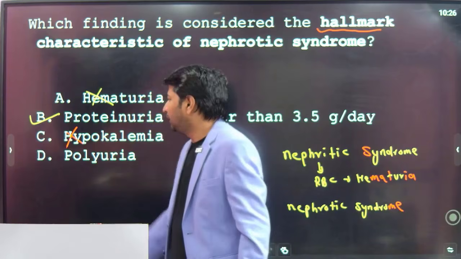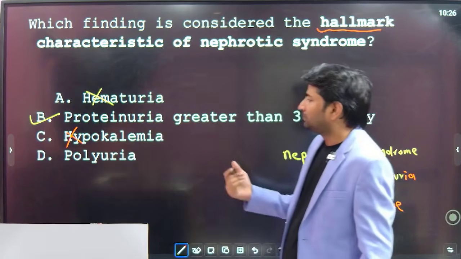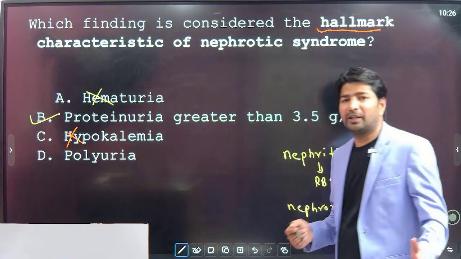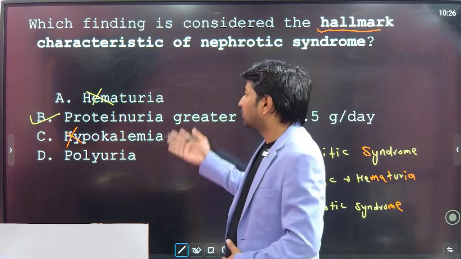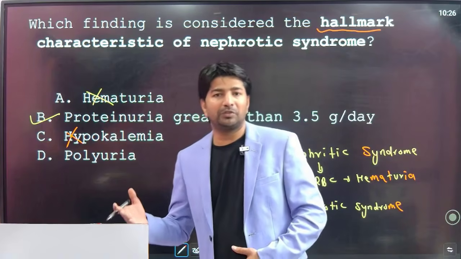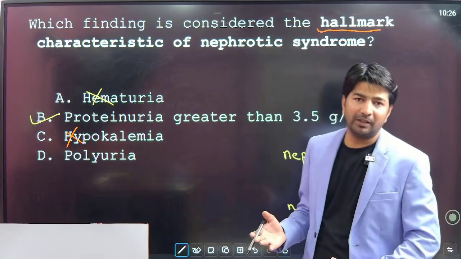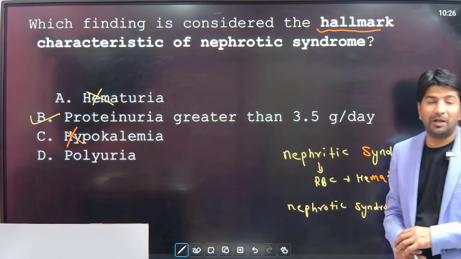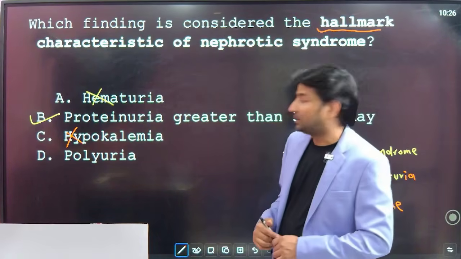And polyuria. Polyuria means if more than 3 liters of urine is excreted in 24 hours, we call it polyuria. But in nephrotic syndrome, it's mostly protein that's lost. After protein loss, edema occurs in the body and cholesterol and lipids increase, which we call hyperlipidemia. So these are the symptoms that occur.